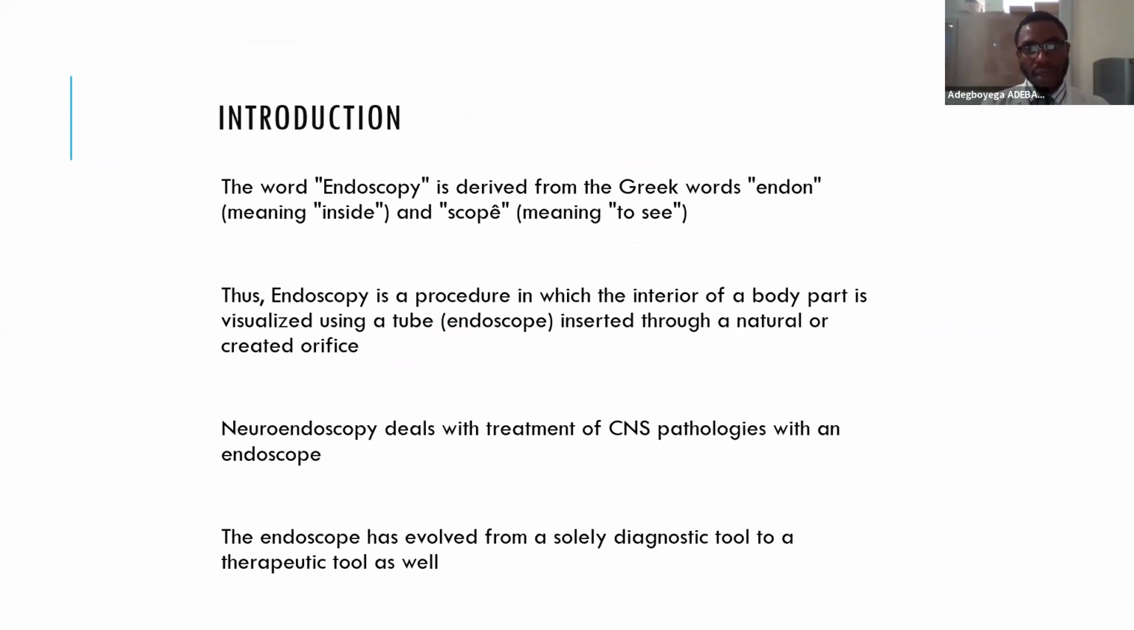The word endoscopy is derived from the Greek words endon, meaning inside, and scopy, meaning to see. Endoscopy, therefore, is a procedure in which the interior of a body part is visualized using an endoscope inserted through a natural or created orifice. It's a minimally invasive procedure. Neuroendoscopy is that subspecialty of neurosurgery that deals with the treatment of central nervous system pathologies with an endoscope. The utility of the endoscope has evolved from a solely diagnostic tool over time to embrace therapeutic options as well.